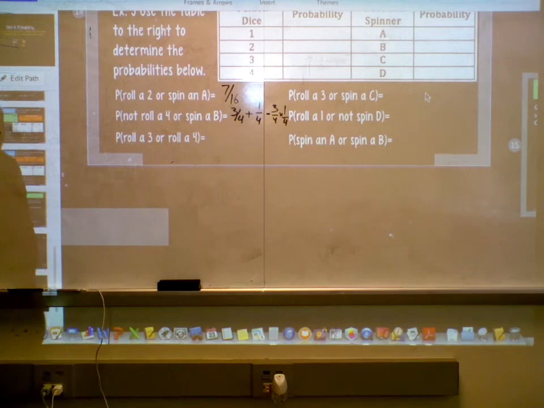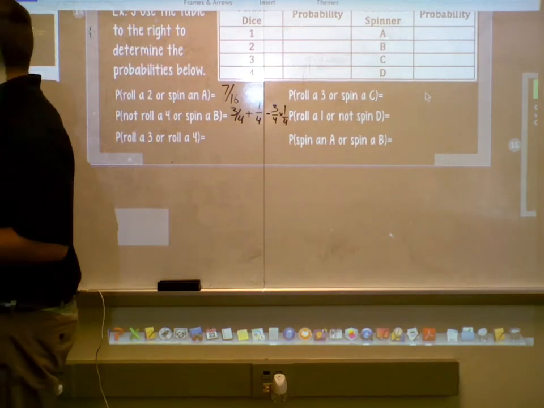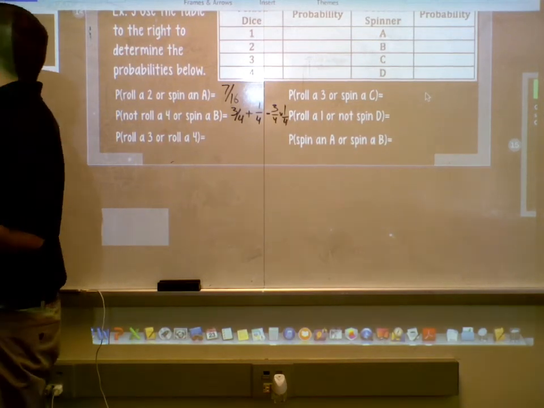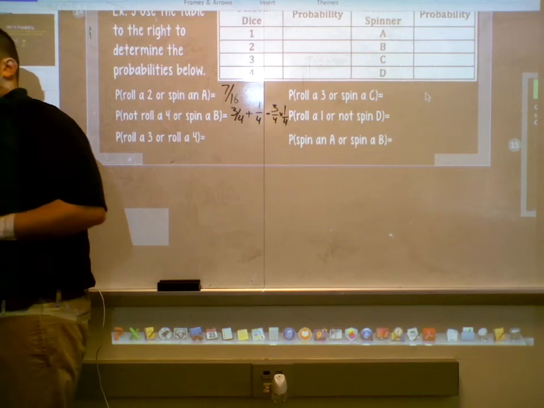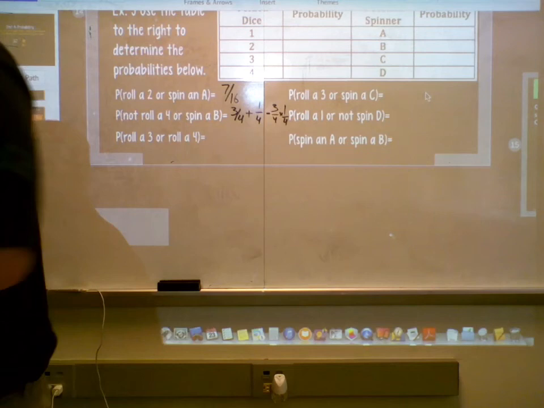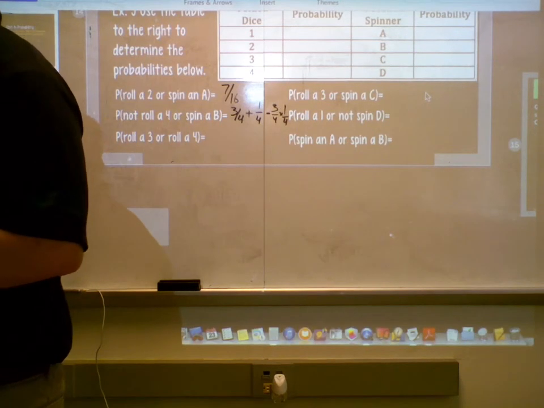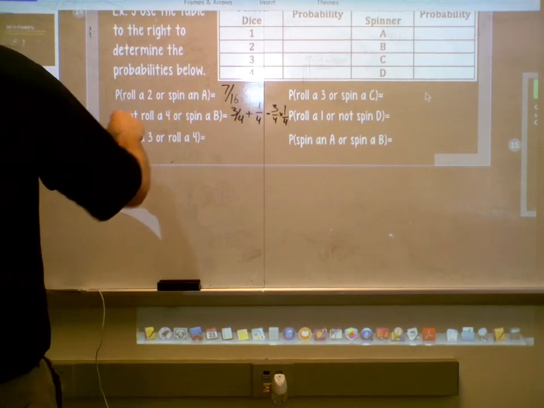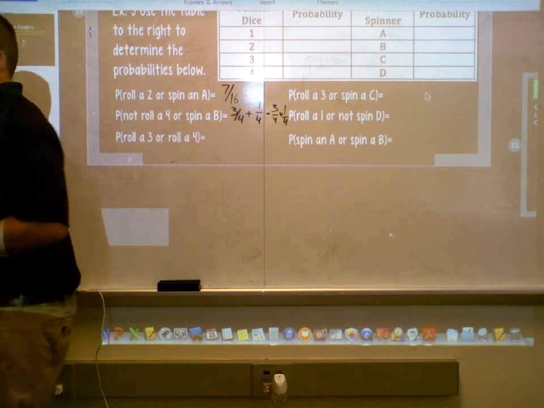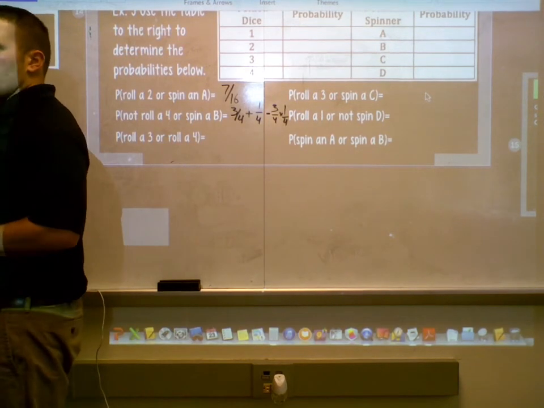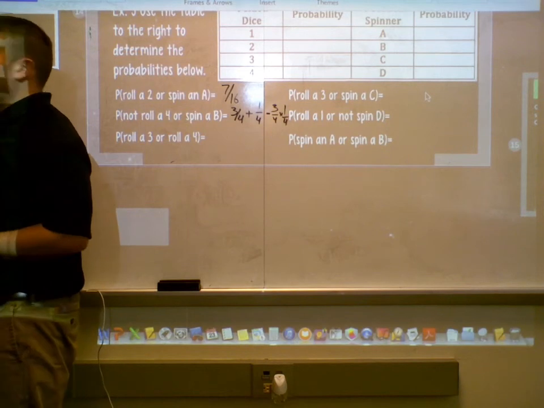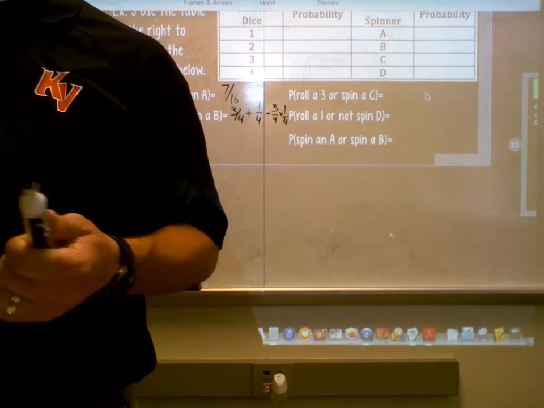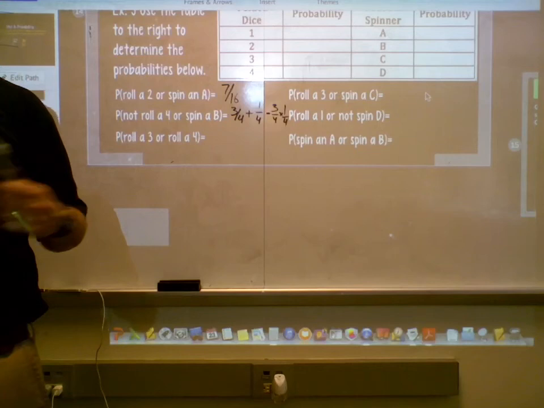Okay? Because look at the sample space, right? We have 1, 2, 3, 4, A, B, C, D. My not 4s is 1, 2, and 3. So there's 3, 6, 9, 12 that are not a 4. They're 12, they're not a 4. Do you see that? Yeah? Okay. Or spin a B. How many B's are there? 4. Right? So if I add 4 to 12, I get 16. That means it's impossible for me to not satisfy this probability equation. So it'd be 1, wouldn't it?